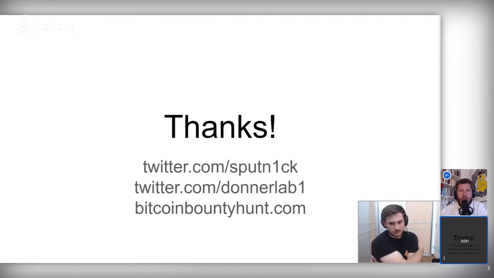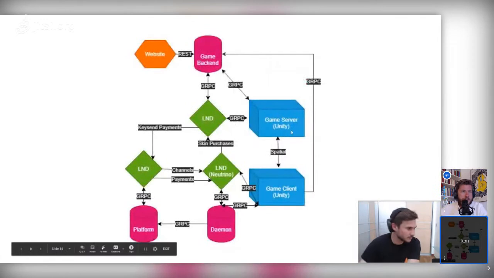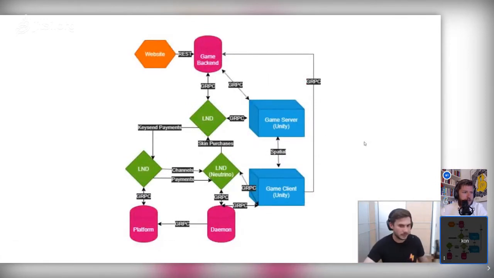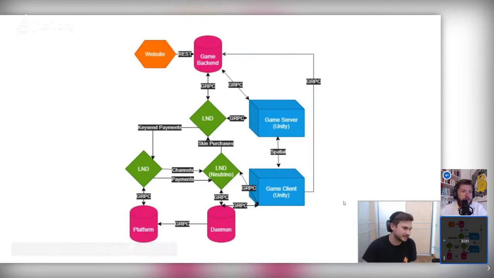All right. I think it's worth going back a bit to the technical slide. Maybe I overheard it, but before you said you had to communicate the invoice if there's no existing channel all the way back from platform to daemon to game client to game server. And what exactly changes now with keysend?